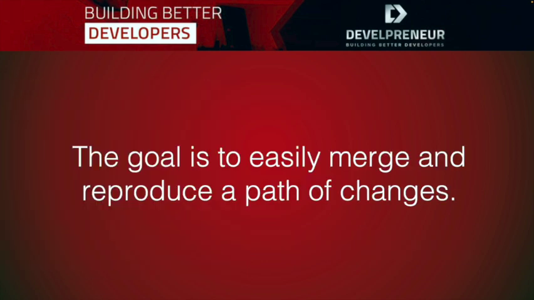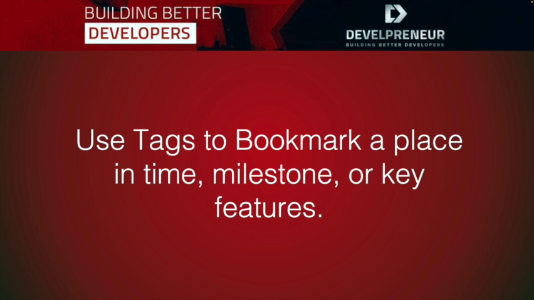So that they follow those processes. Now, the goal with our versioning and our branching really is to easily merge and reproduce a path of changes. So those are two things. We want to be able to easily merge changes, but we also want to be able to, if we need to, go back and reproduce how we got to a certain point in time of a release, or maybe not a released version, but maybe a tag or a label or something like that, that is a milestone of some sort.